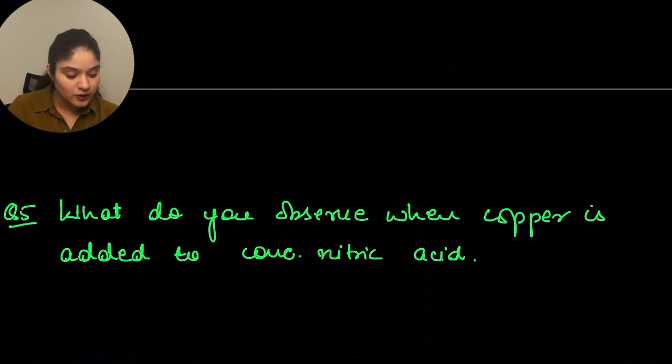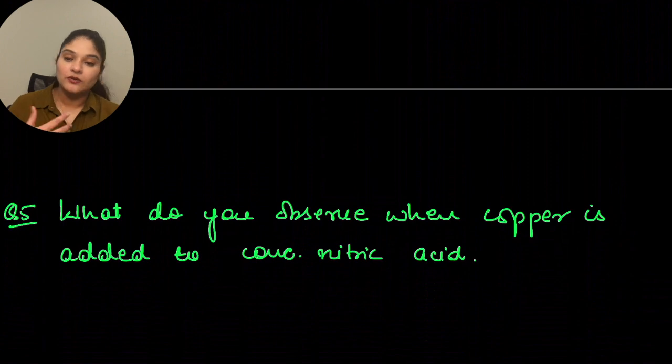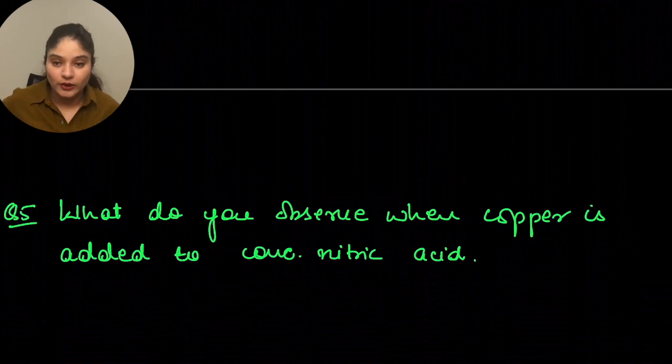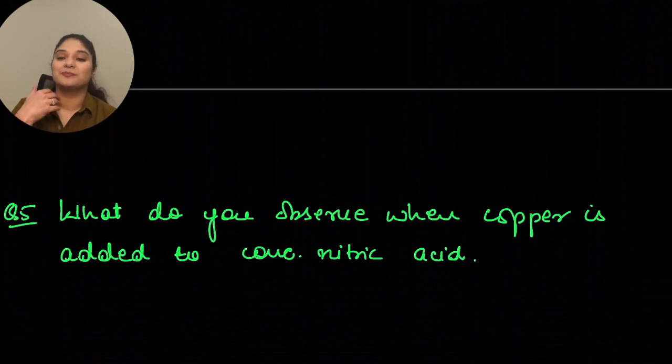Let's move to the next question. What do you observe when copper is added to concentrated nitric acid? Okay, it is just the observation. So the pinkish red metal that you have dissolves to give a blue-green solution with the liberation of a reddish brown colored gas, which has a pungent suffocating smell. So this will be your observation. Pinkish metal, which will make the solution bluish green, and it will end up giving you a reddish brown gas with a suffocating, pungent smell. So that is what the gas would be.